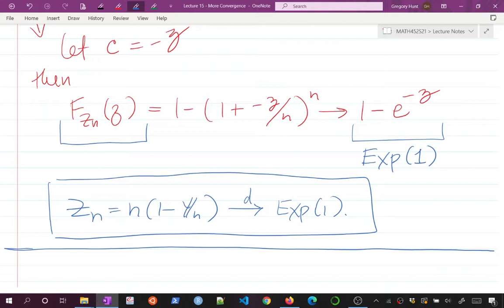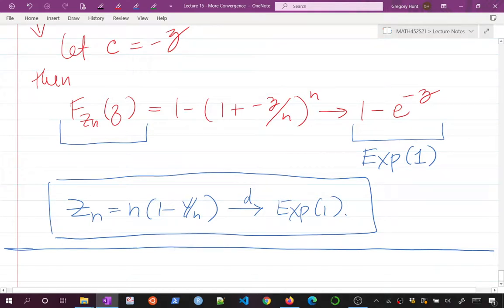And this is a game we're going to revisit when we start talking about the central limit theorem, because this is basically what the central limit theorem will do. So we'll hold off on that, but just put a pin in this. But this is a nice example of convergence in distribution, where we get a random variable converging to some other kind of random variable in a distributional sense.